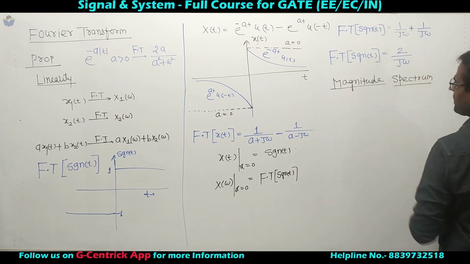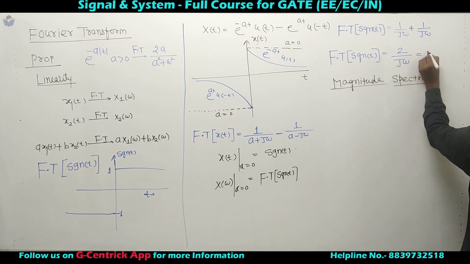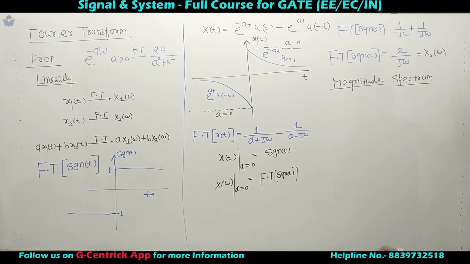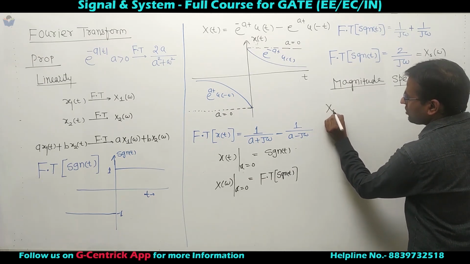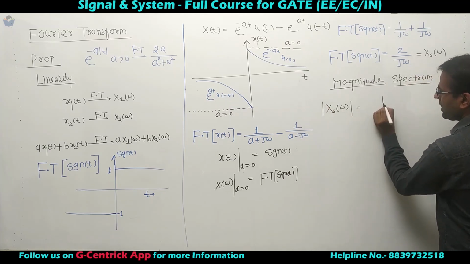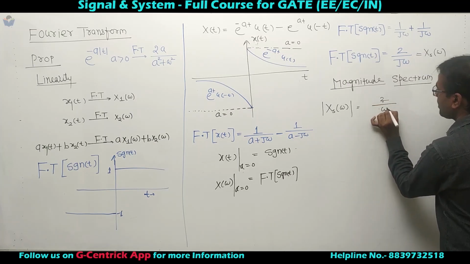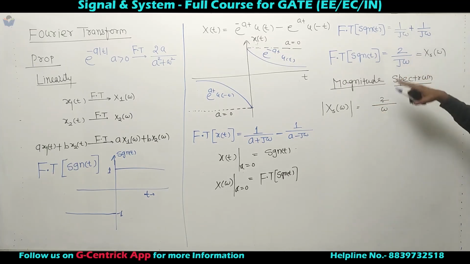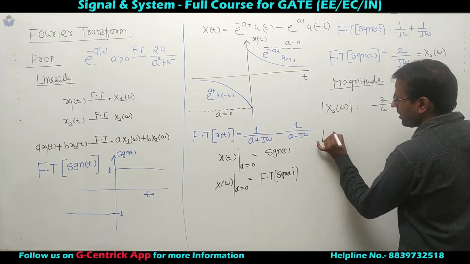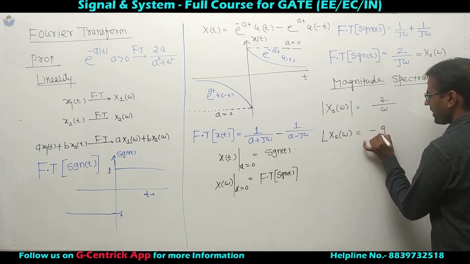The magnitude spectrum is given by, let's say this is X_s(ω), where s means signum of ω. So I can say X_s(ω) can be written as 2 divided by ω, because its real part is 0 and its imaginary part is 2/ω, so the magnitude is 2 divided by ω, and the angle of X_s(ω) is minus 90 degrees.